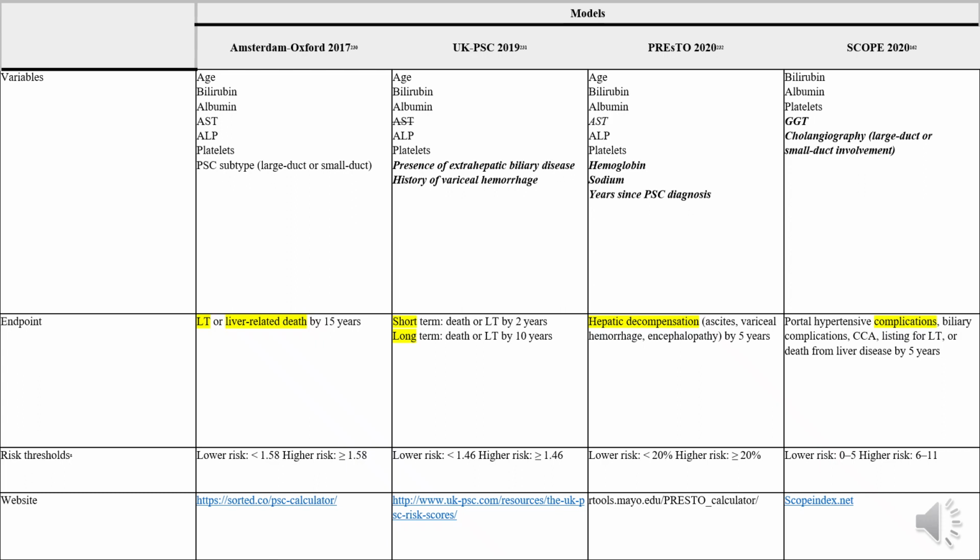For the Scope 2020, the variables were bilirubin, albumin, platelets. They added the GGT and the cholangiography findings in the form of either large or small duct involvement. And the endpoint was to evaluate the complications from portal hypertension, biliary complications, the development of cholangiocarcinoma, the need for listing for liver transplant, and or death from liver disease by 5 years.